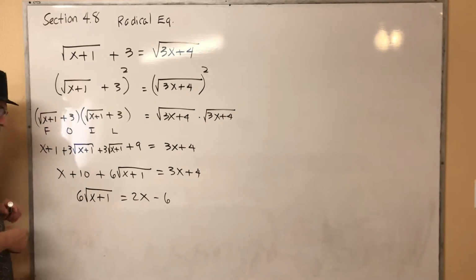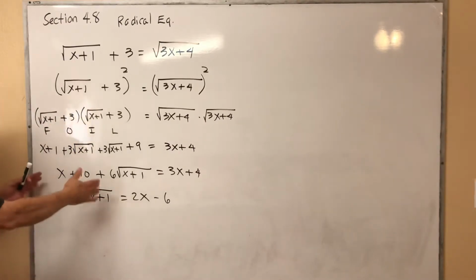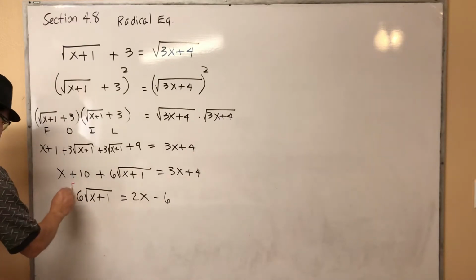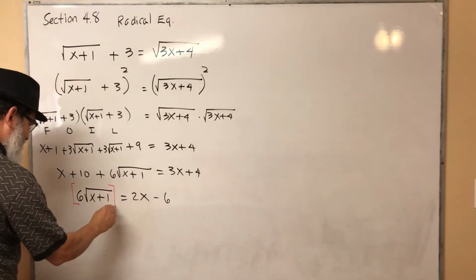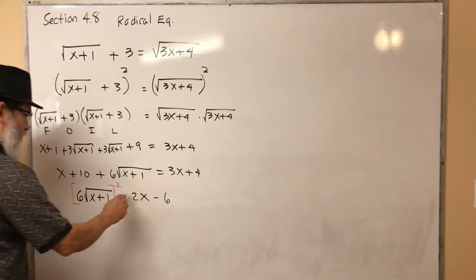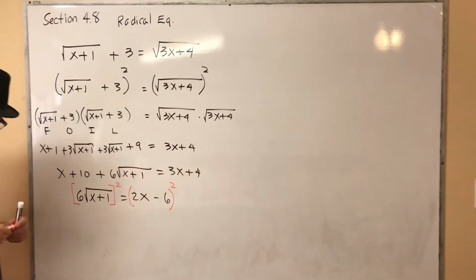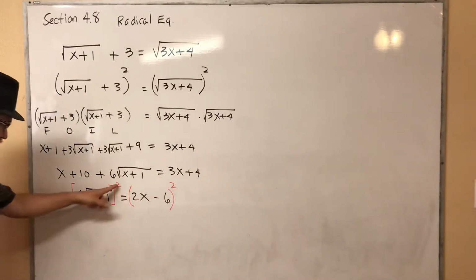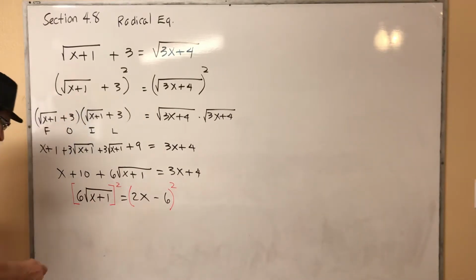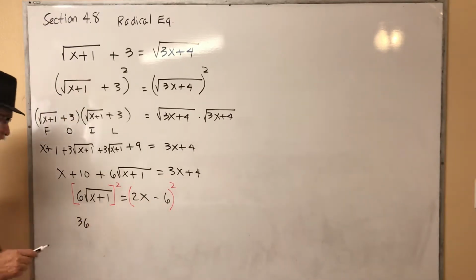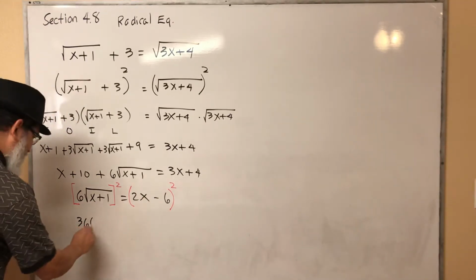Okay. You can divide both sides by 6, but then you're going to have fractions. So you might as well just right now square both sides. So square this side. And square this side. Okay, when you square this side, let's square the 6. That's 36.